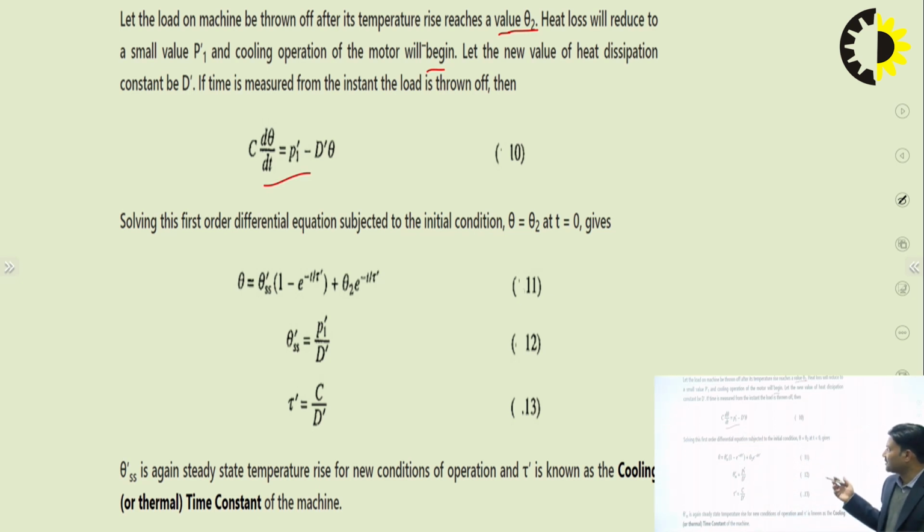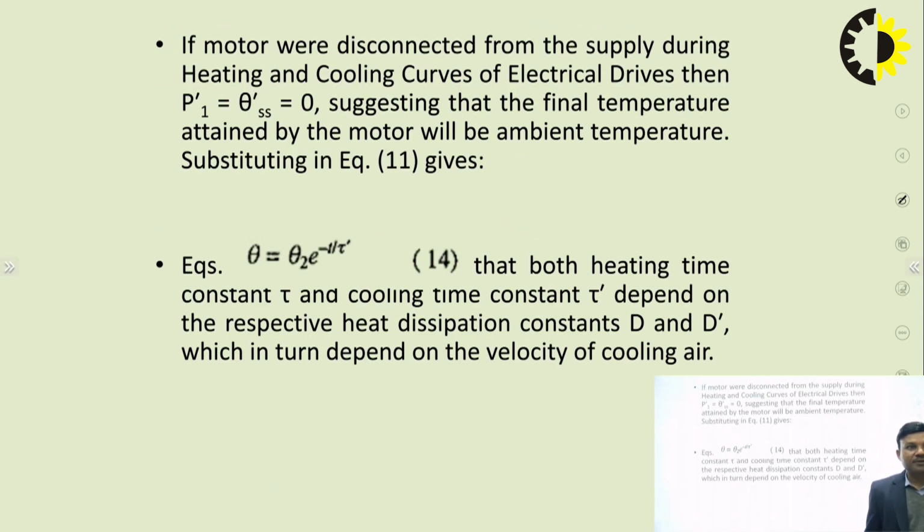If time is measured from the instant the load is thrown off, it is given by this equation. Solving this first order differential equation subject to the initial condition theta 2, which was the final temperature during the first operation when the load was connected, at t equal to 0 for the cooling period, we get tau dash equal to C by D dash. Theta dash SS is again the steady state temperature rise for the new condition of operation, and tau dash is known as the cooling time constant of the machine. If the motor were disconnected from supply during the heating and cooling curves of the electric drive, then P1 dash, the small loss, is equal to 0, and theta dash SS equals 0, suggesting that the final temperature attained by the motor will be the ambient temperature. So equation 11 will give theta equal to theta 2 e to the power minus t by tau dash.